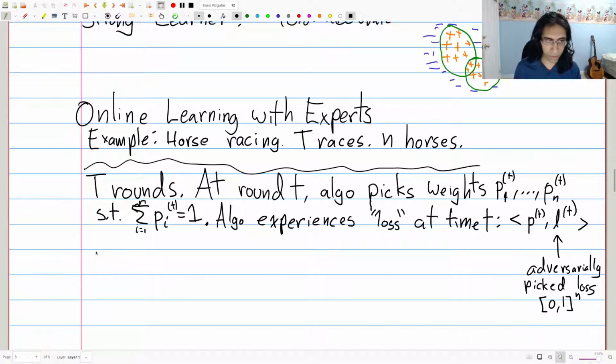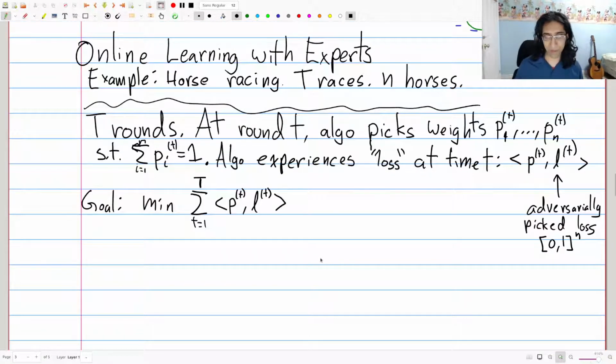Okay, and so that is essentially all that happens, in the sense that the algorithm picks some weights and then experiences losses, and then it repeats again and again. And then the goal is naturally to minimize the summation of the inner product of p sub t and L sub t from t equals 1 to capital T. That means the algorithm is really trying to figure out how to pick these p's, these weights on the different horses or on the different strategies that it can pick, such that it minimizes the overall sum of these inner products.